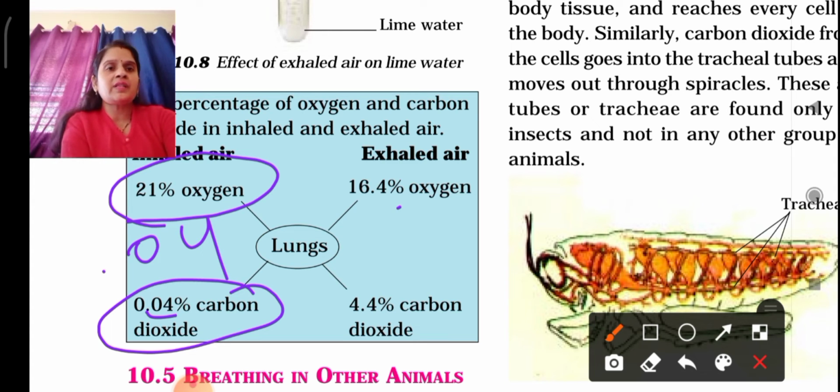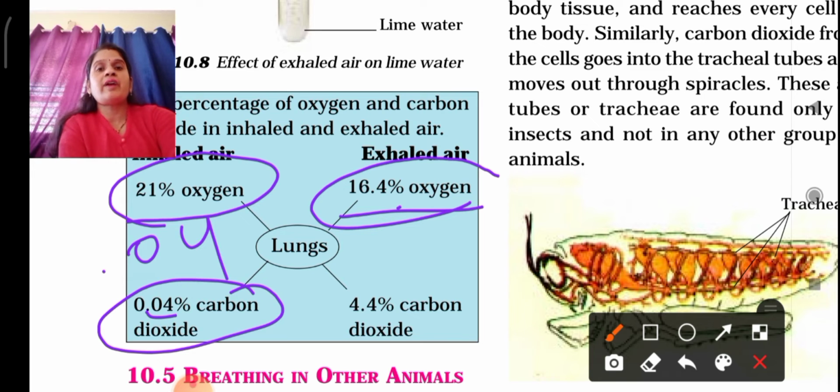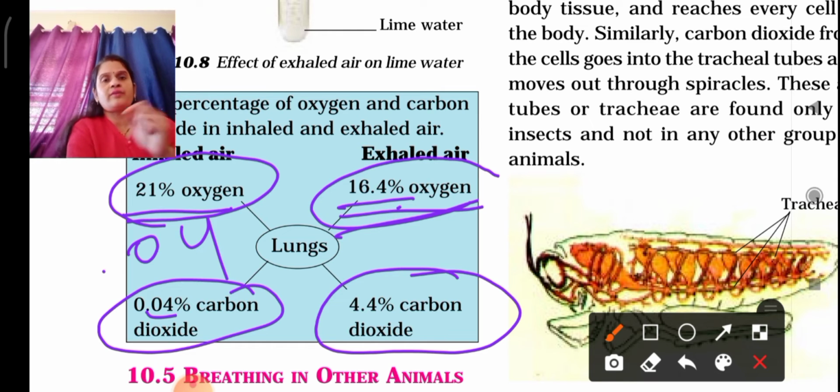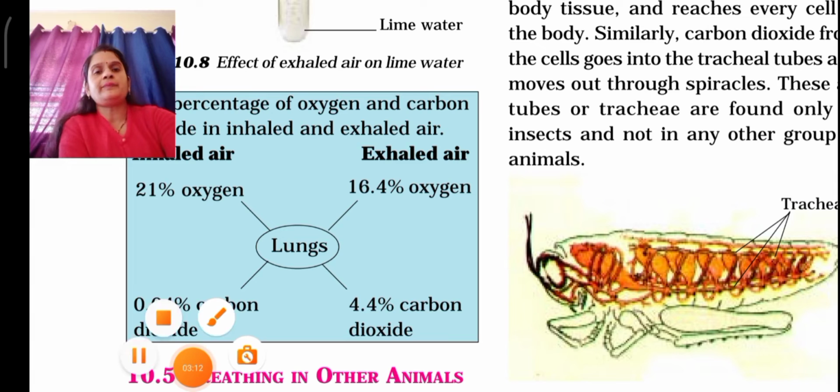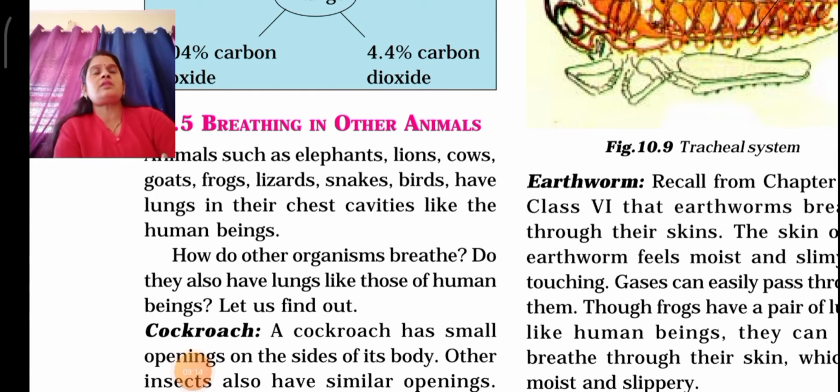When you breathe out, it contains how much? 16.4% oxygen. When we breathe in, 21%, but when you breathe out, exhaled air, how much? 16.4%. Still oxygen is present, and the carbon dioxide level also increases to 4.4%. So it is not that when we breathe out only carbon dioxide gas is released. Usually we say carbon dioxide gas is released, but some amount of oxygen is also present in the exhaled air. Okay. Now this was the breathing process taking place in humans.